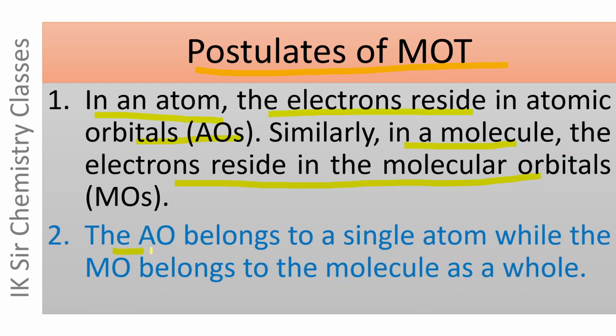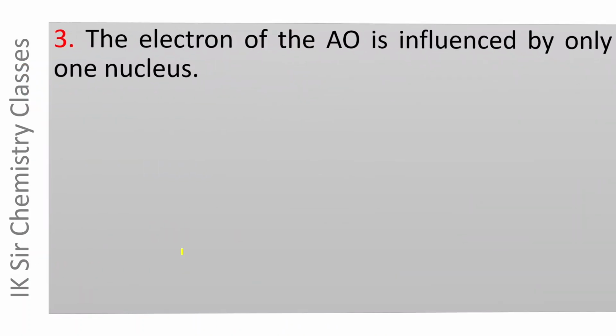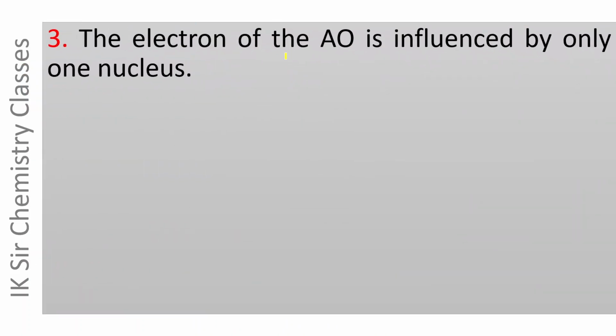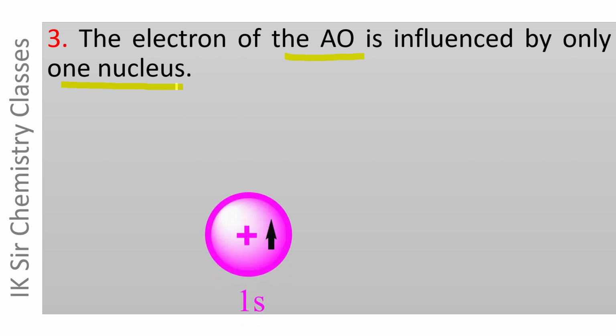The atomic orbital belongs to a single atom, while the molecular orbital belongs to the molecule as a whole. The electron of an atomic orbital is influenced by only one nucleus. This is the electron present in 1s atomic orbital of hydrogen atom. This electron is influenced by only one nucleus.